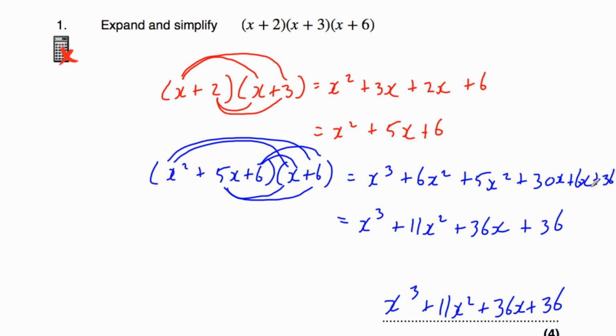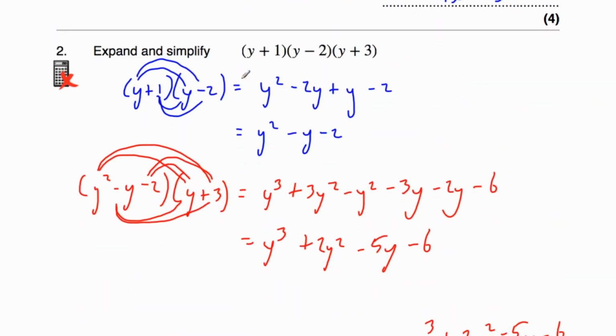And this number on the end, if we have a look at this 36, if we just look at our brackets, 2 times 3 is 6, times 6 is 36. So if you just multiply the numbers in the brackets, the 2, the 3 and the 6, you'll get that number on the end. If we have a look at question number 2, if we do 1 times minus 2, that's minus 2, times 3 is minus 6, so minus 6.